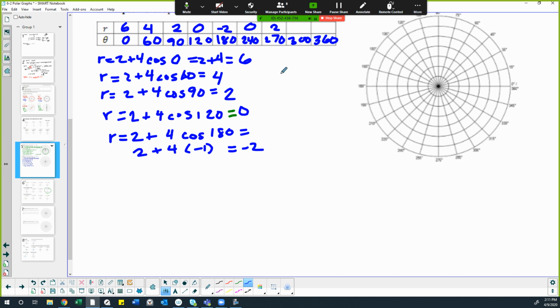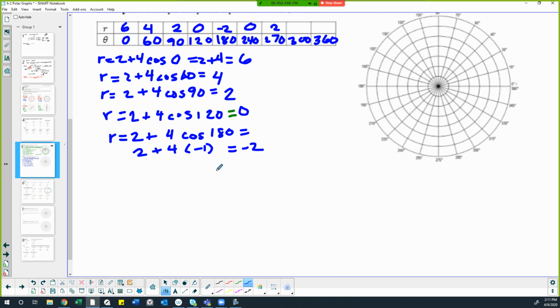And then cosine of 300 is, that's all students take calculus. So that's a positive 1/2. Yeah, that's what I was thinking. So 60, that would be a 4. And then 360 just goes back to 6.